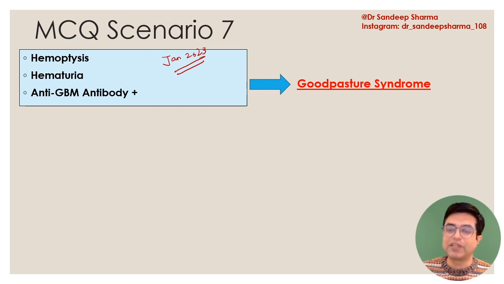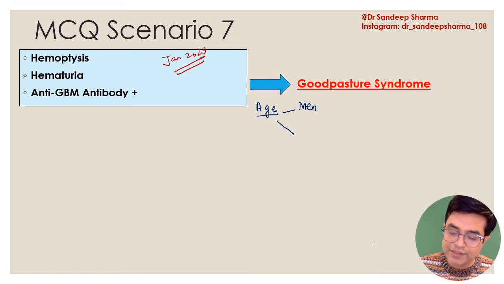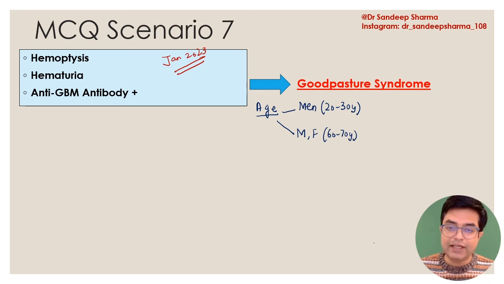So let us write down the key points about Goodpasture syndrome. Let us summarize the topic here. What is the age in which Goodpasture syndrome occurs? There are two peaks of age groups where this condition is commonly seen. First are men, males between the age of 20 to 30 years. And the second peak is seen in both males as well as females in the age group of 60 to 70 years.